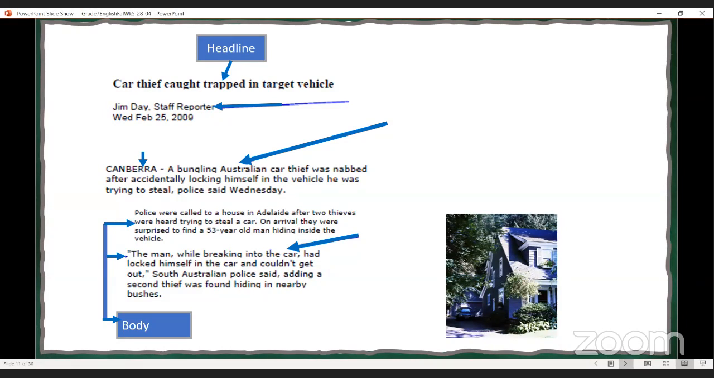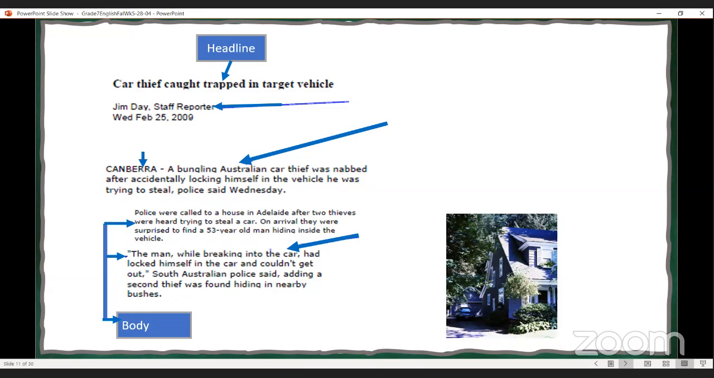And it's quite catchy because, if you've noticed, they use alliteration. Car thief caught, and then thief caught trapped in target vehicle. So they kind of get your attention that way as well. Right. So what is next after the headline? It's the byline. Where's the byline?